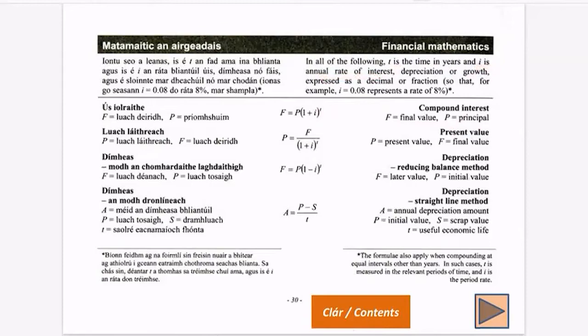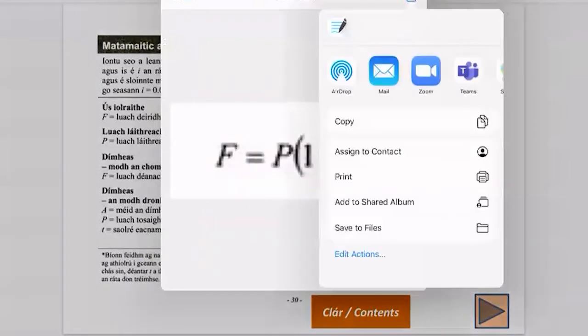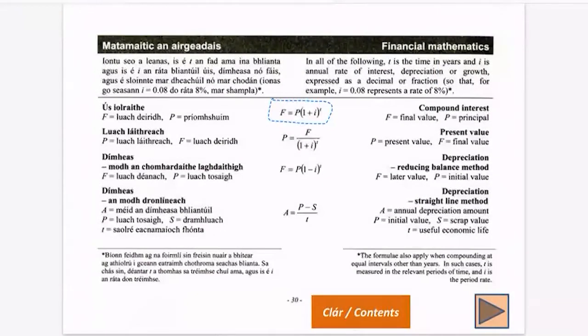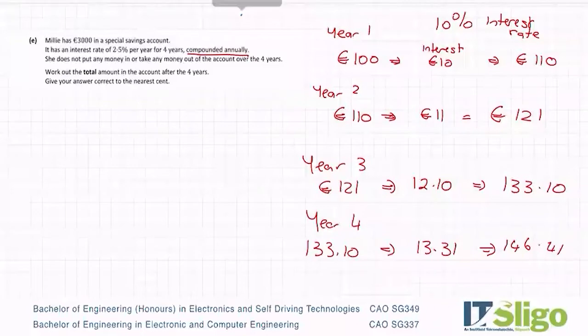This is the important bit. It must be as a decimal. Okay, and it gives you an example here, 8% would be 0.08. Okay, so let me take that formula there. I'm just going to copy it onto here. Okay, so that's from the log tables.